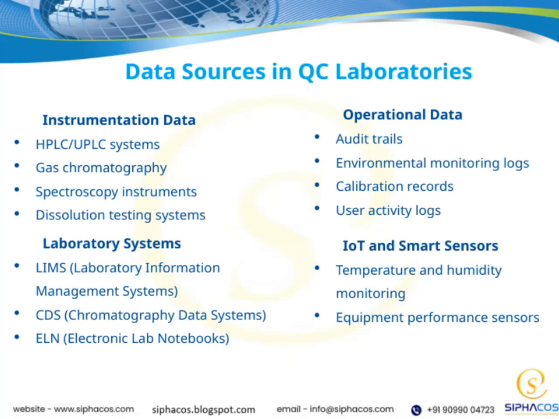Let's take a look at the various data sources used in QC laboratories. First, we have operational data, which includes things like audit trails, environmental monitoring logs, calibration records, and user activity logs. These are essential for tracking daily activities and ensuring compliance. They help us understand how equipment and processes are functioning over time.